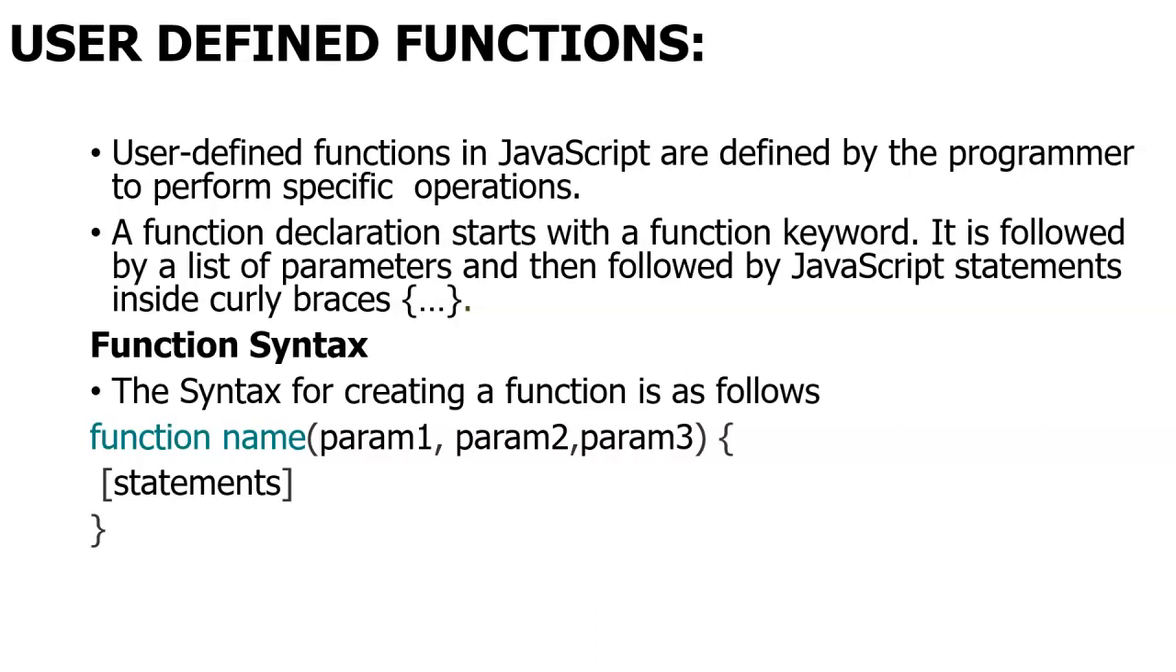How do we use this user defined function? There is a syntax. The syntax is the word function, a space, then the function name, and inside the parenthesis you can pass the arguments or parameters. Inside the curly braces you write whatever operation, action or calculation you want to do. The function name should not be a keyword. It can be any word, but it should not be a keyword. Inside the curly braces you write the actions, which we call statements.